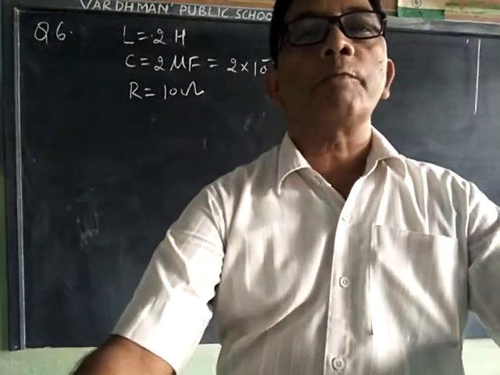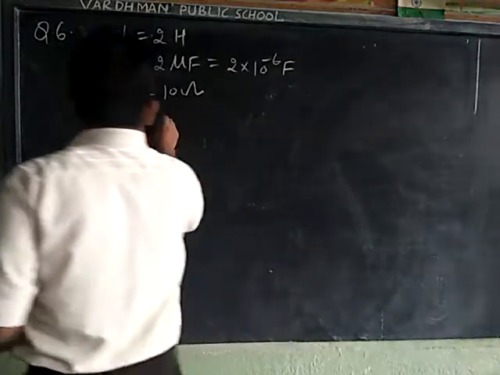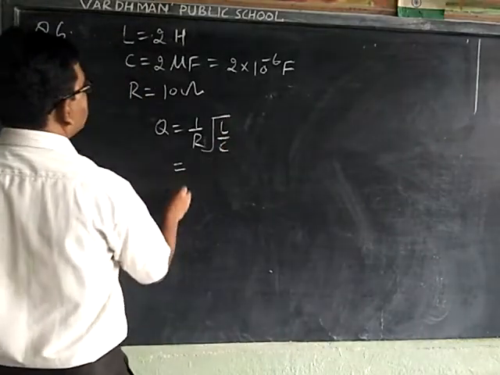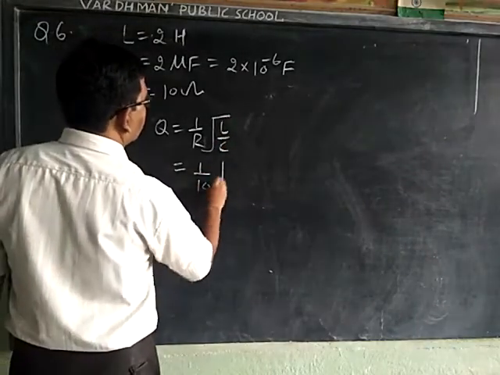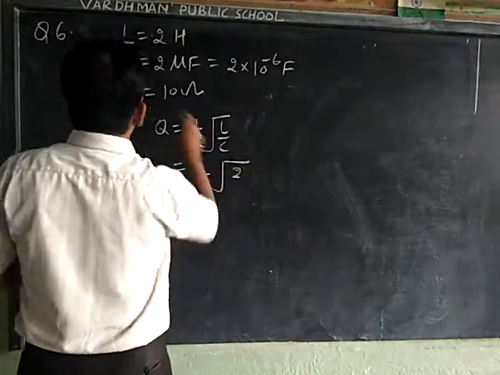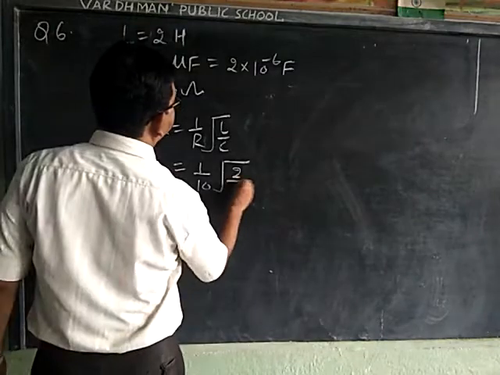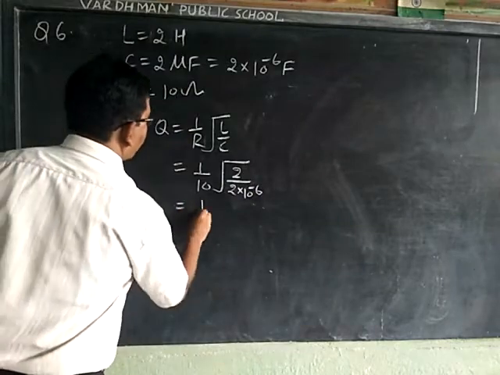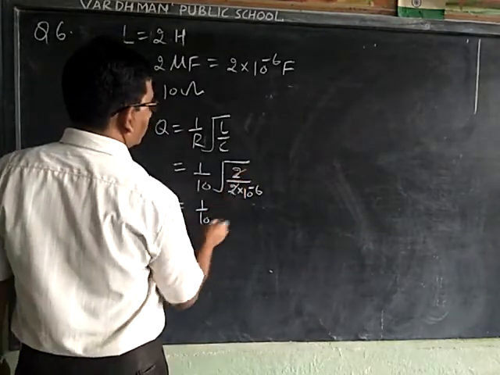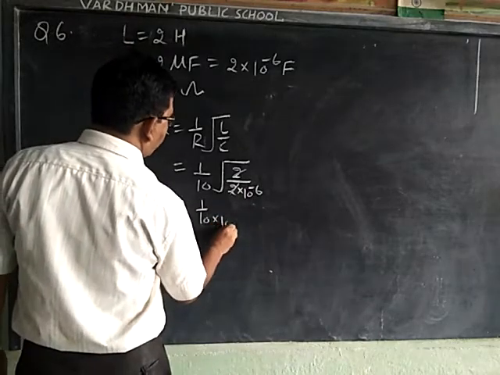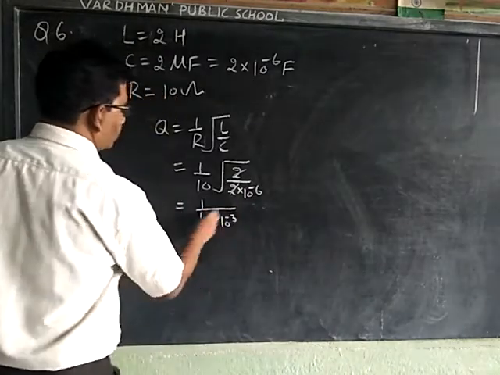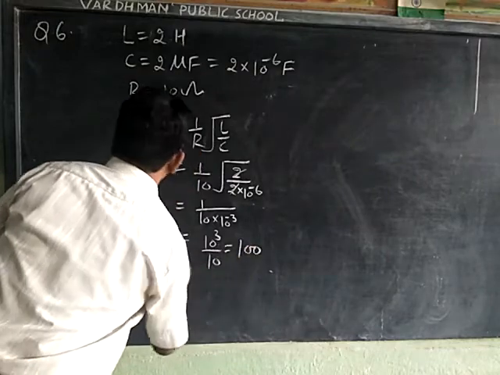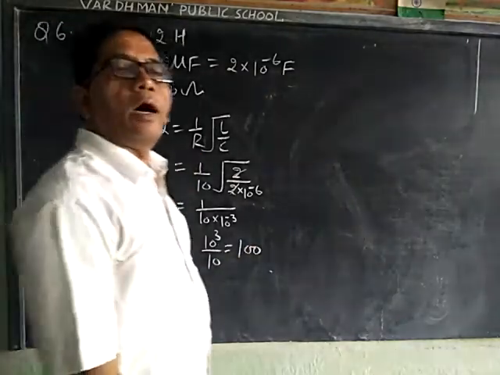Now we know the formula of Q factor. Q is equal to 1 upon R under root L upon C, that is 1 upon 10 under root 2 upon 2 into 10 power minus 6, that is 1 upon 10 into 10 power 3, that is 10 power 3 upon 10, that is 100. Quality factor Q is equal to 100.